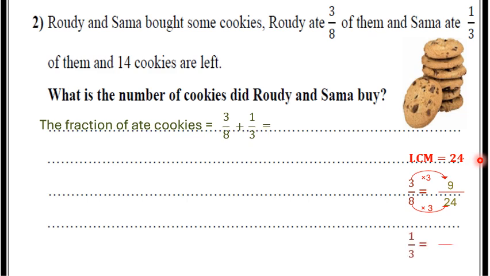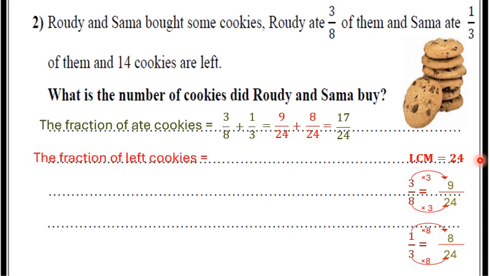And also 1 over 3 is what over 24? That means times 8 up and down. It will be 8 over 24. Now let me write 9 over 24 plus 8 over 24. 9 plus 8 equals 17 over 24.